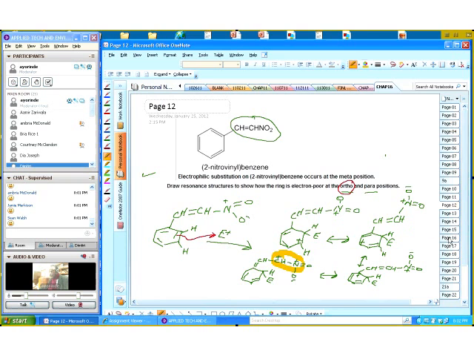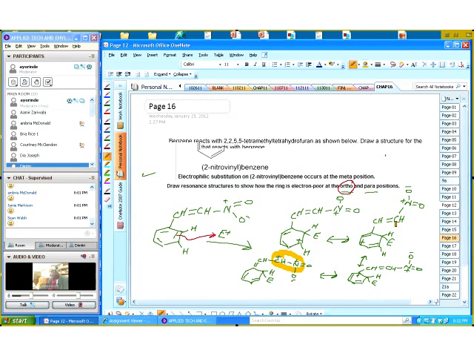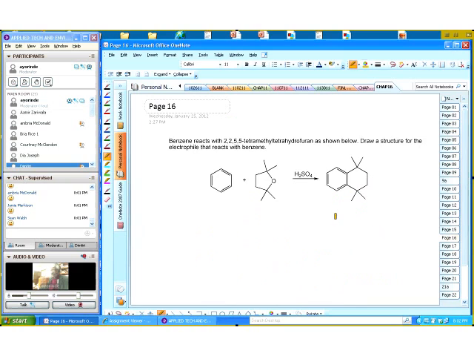Okay, so now let us go to the next one, number 16. Okay, this is another mechanism reaction. We're getting to the end of our session today. So you notice we are gradually increasing the difficulty of these problems.